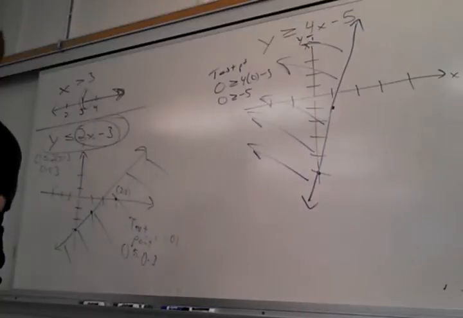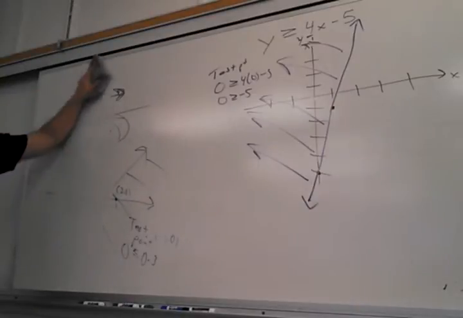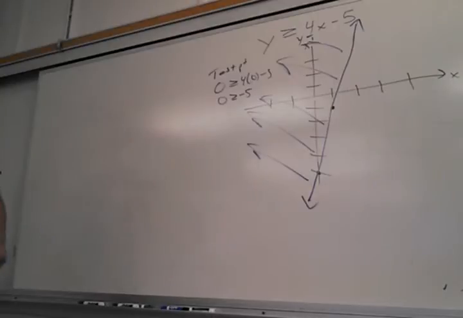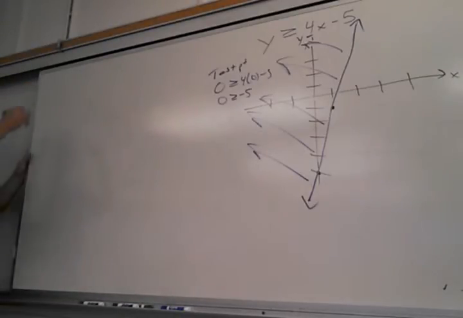Alright, so let's do an example with 2. And the only thing with 2 is you have 2 lines. You do one and then you do the other one on top of it. So once you know how to do one of them, you know how to do 2 of them. Or 4 of them. Or whatever craziness.